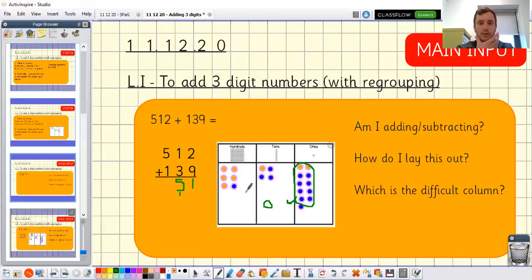And the last one, this column should hopefully be a bit easier now. We had 5 hundreds I got from 512. There's 5 hundreds in it. And I'm adding on 1 extra 100 from the 139. And I've shown that in blue there. So 5 plus 1, I can see there's 6 counters in total there. So my answer is 651. And well done if you got that too.